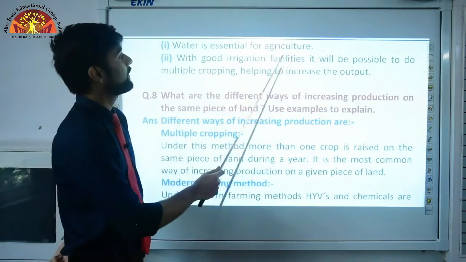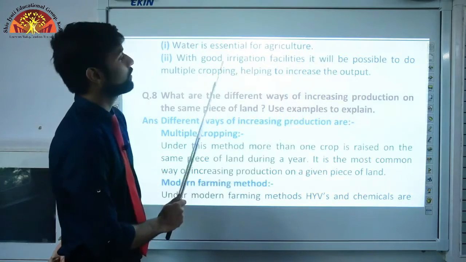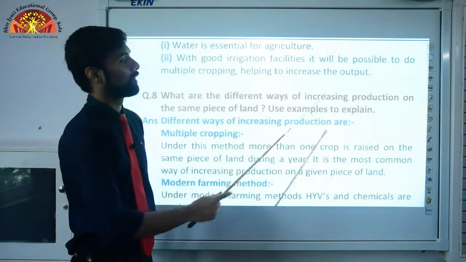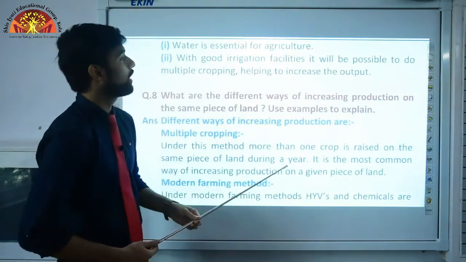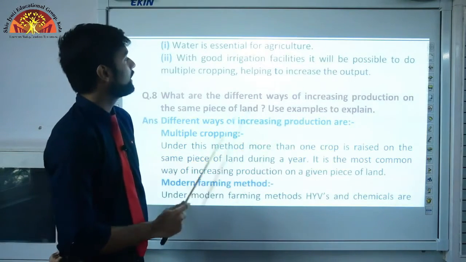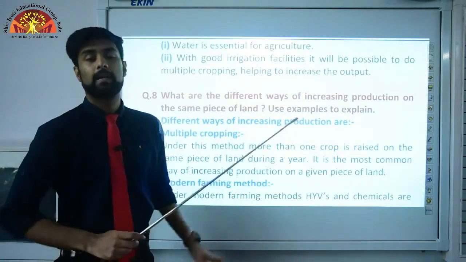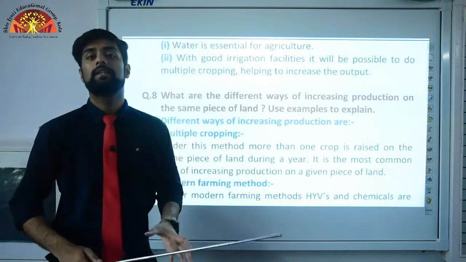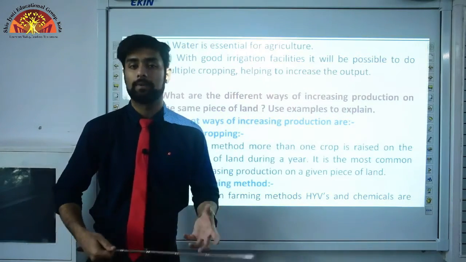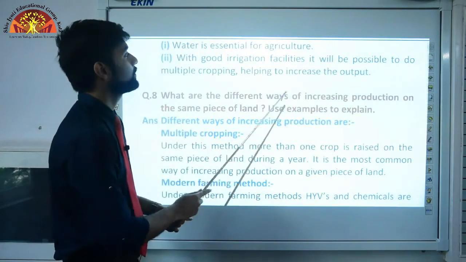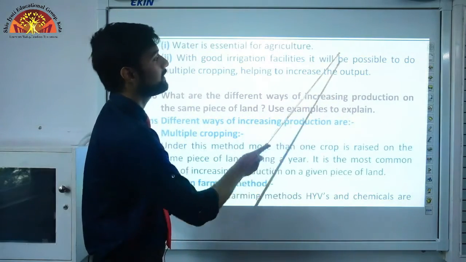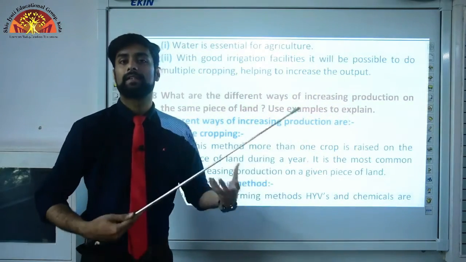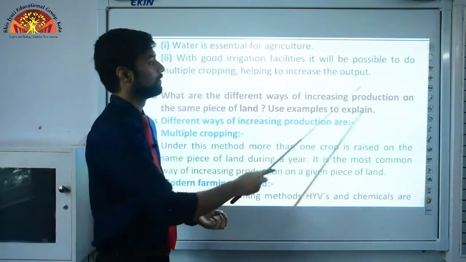With good irrigation facilities, it will be possible to do multiple cropping, helping to increase the output. अगर हम ज़्यादा एरिया में पानी देंगे, उससे क्या होगा? Irrigation facilities improve होंगी, multiple cropping possible हो पाएगा. Multiple cropping, as I just told you, it means when a farmer grows more than one crop on a single piece of land, helping to increase the output. Output here means yield. जो crop output आएगा harvesting season के बाद, जो फसल आएगी, वो है यहाँ पे output.